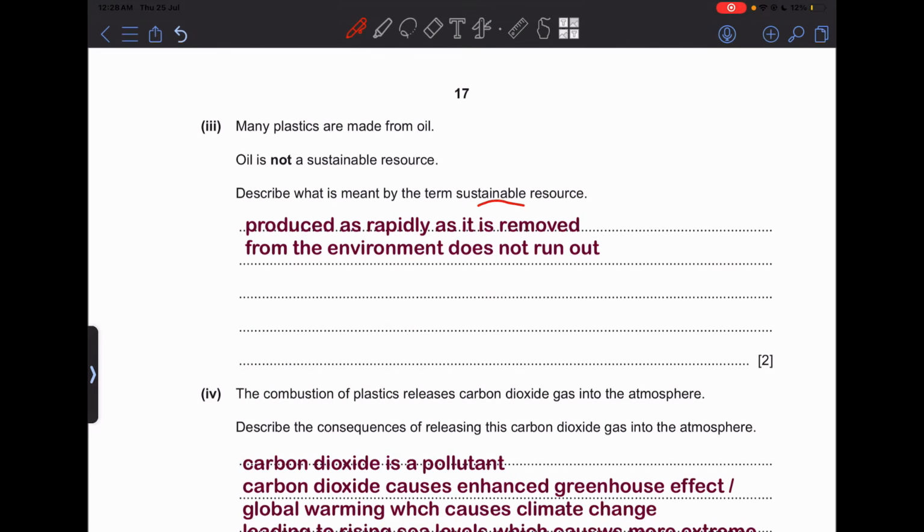Triple I, many plastics are made from oil. Oil is not a sustainable resource. Describe what is meant by the term sustainable resource. It is produced as rapidly as it is removed, so it is made as fast as it is used. So it will never run out because it's made all the time. It is also from the environment, which means that it's natural, it's not man-made.